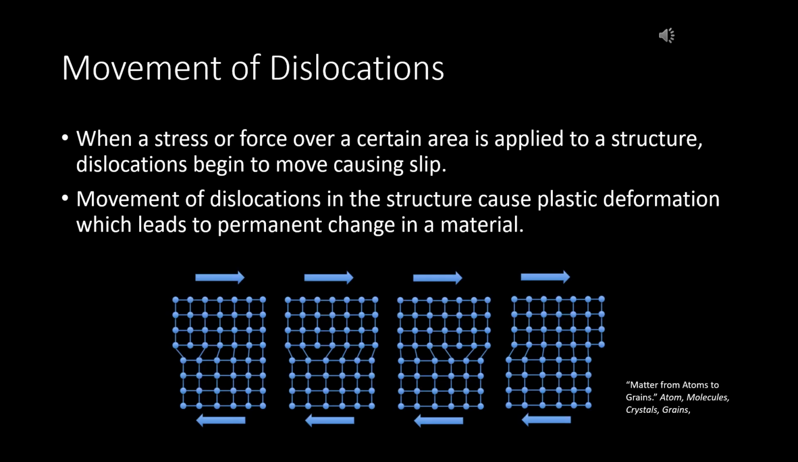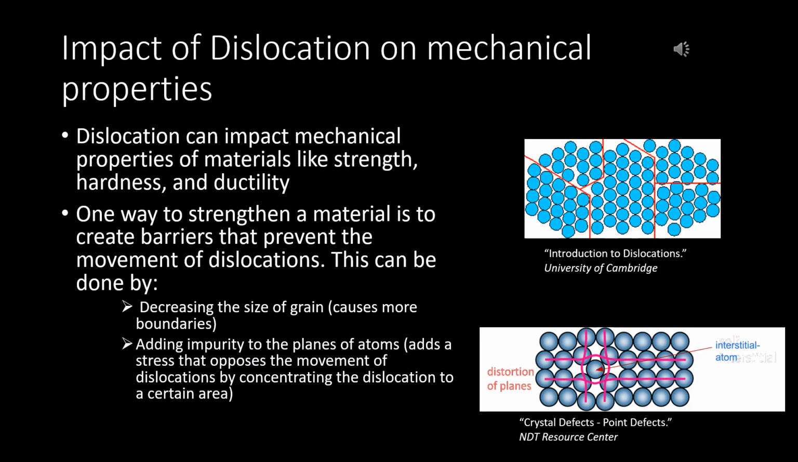To begin to change a material permanently, something known as plastic deformation is needed. For plastic deformation to happen, dislocations in a structure must begin to move. For a dislocation to move, it requires stress or force to be applied to a particular area, which then causes something known as slip. In the figure below, you can see how, as force is being applied, the dislocation is slowly moving towards the right. Dislocations have a great impact on mechanical properties such as strength, hardness, and ductility when they move.